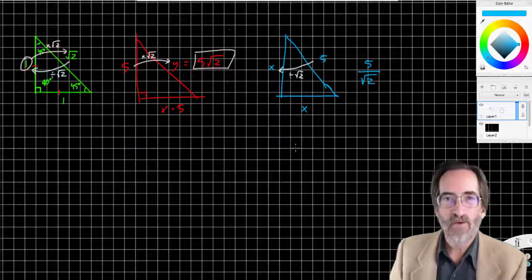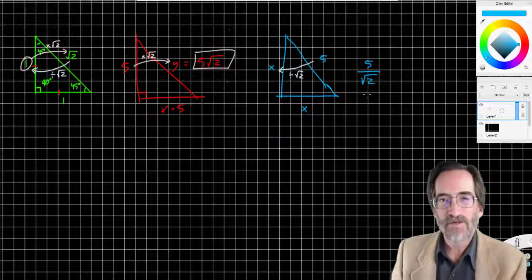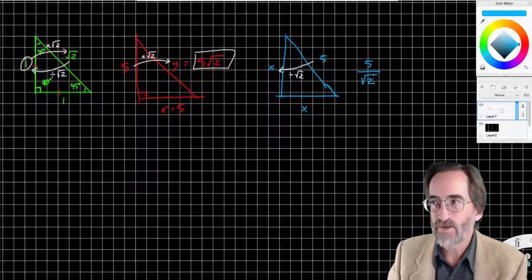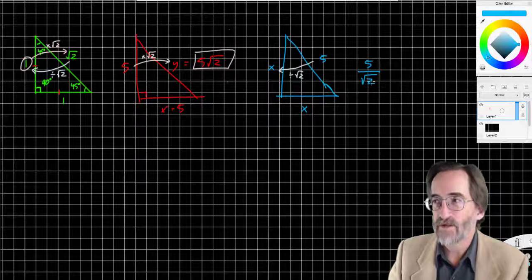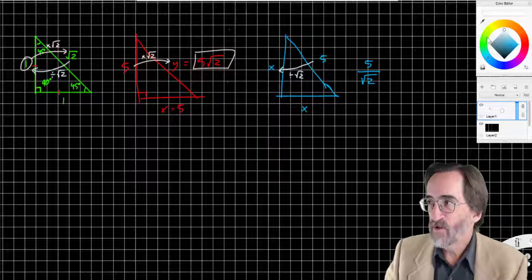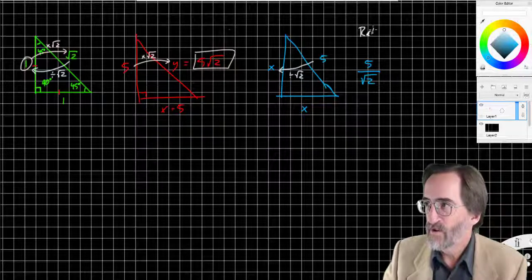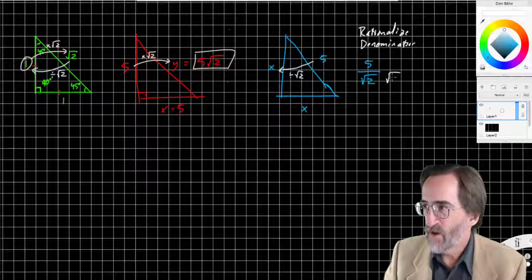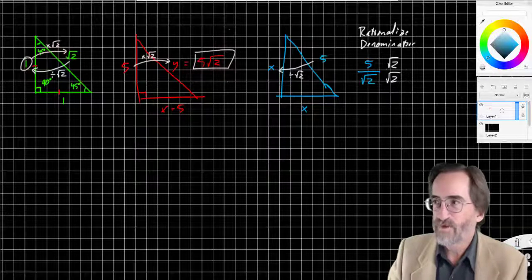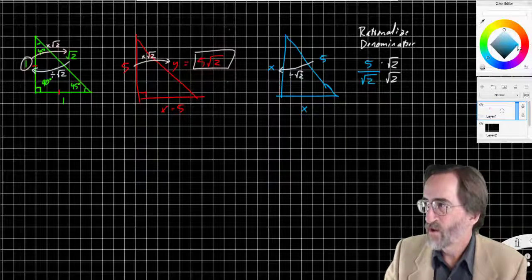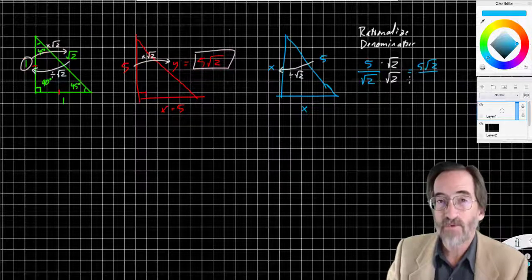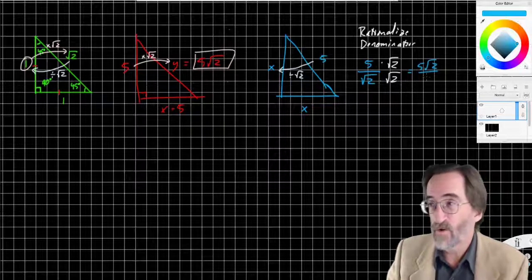Okay, and it would be fine if we could leave the answer like that, but there's some things that we do in mathematics, and one of them is we don't leave square roots in the denominator of a fraction. So we do something called rationalizing the denominator. And here's how we do it. We multiply top and bottom by square root 2. On the top we get 5 root 2. On the bottom we get root 2 times root 2, which if you work it out is root 4, and the square root of 4 is 2.